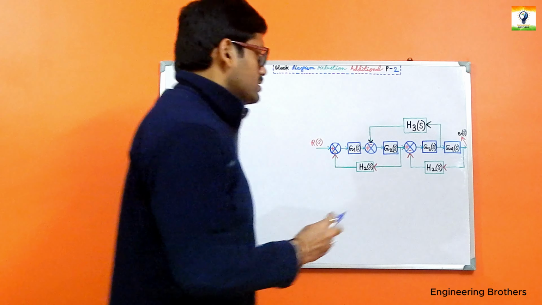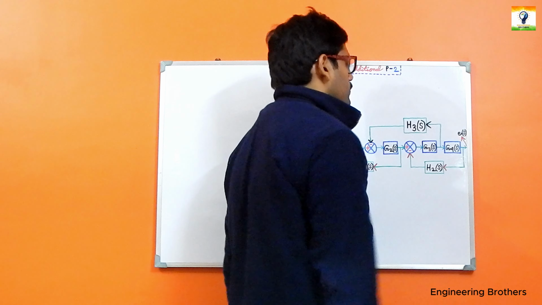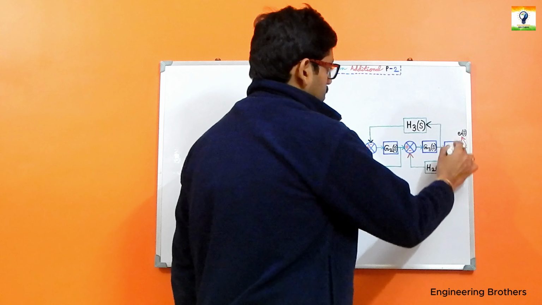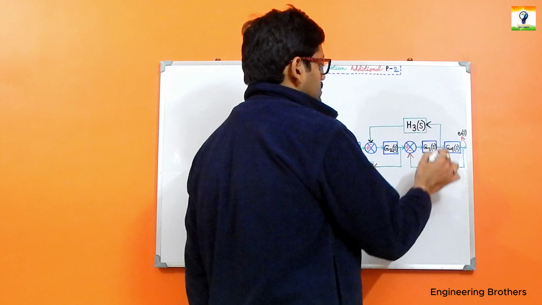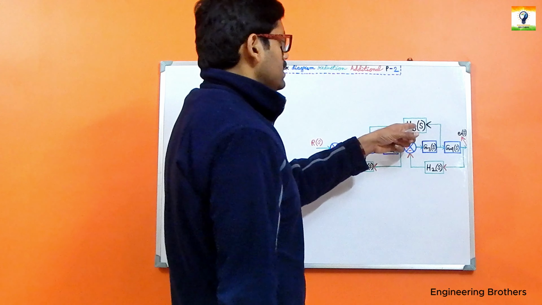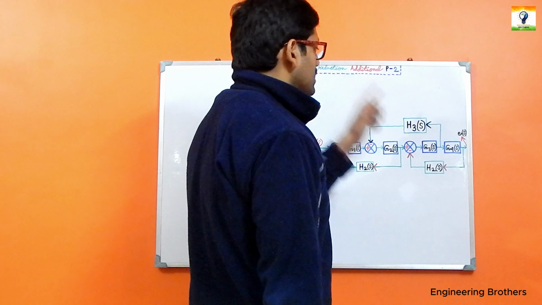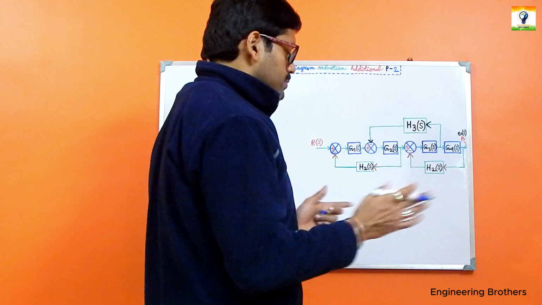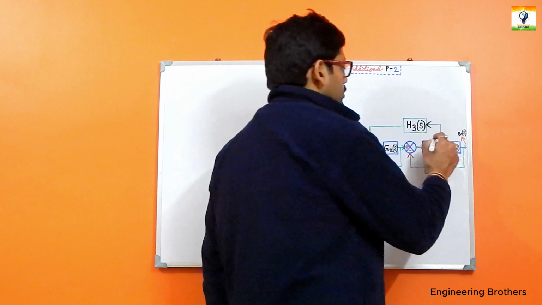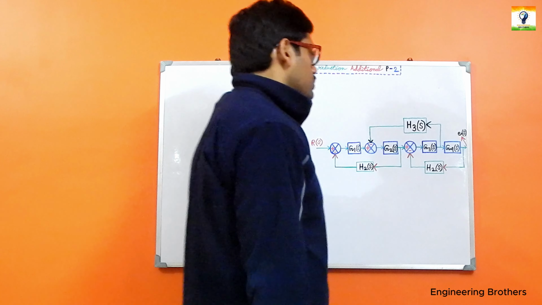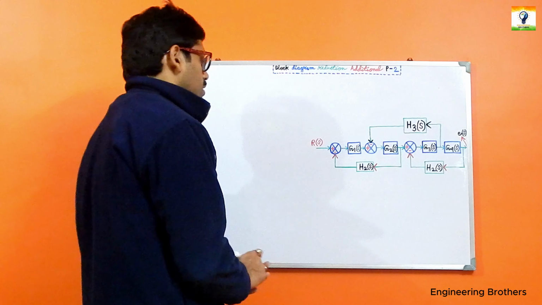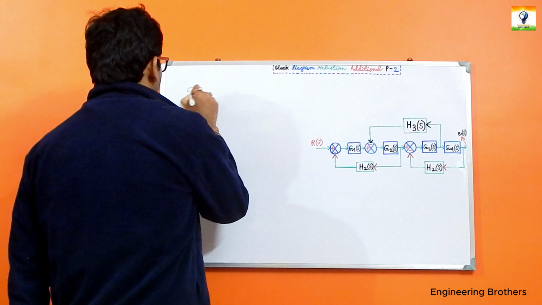If we shift this take off point after this block of G4(S), then ultimately 1 divided by G4(S) will be there, and that is present in series with our H3(S), which is being considered as one block. If you take the proper shift of this take off point after this block. So let us start; this is going to be our step 1.